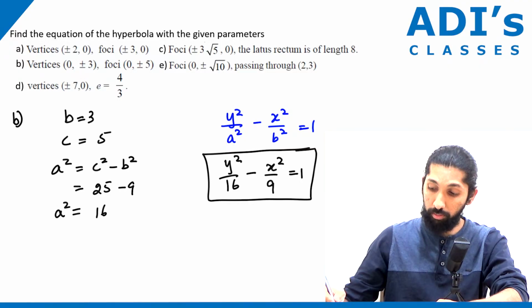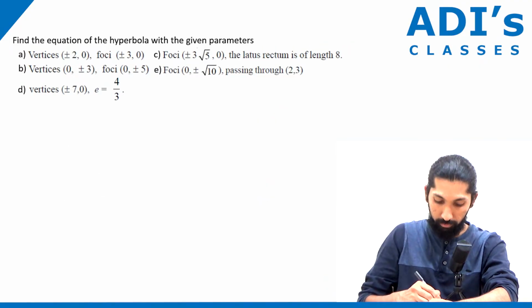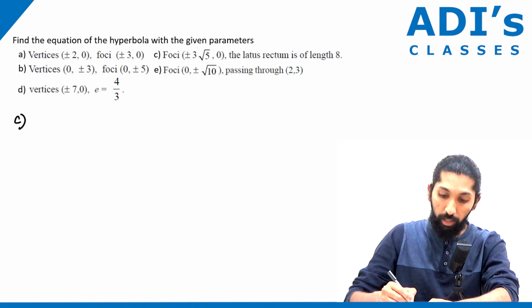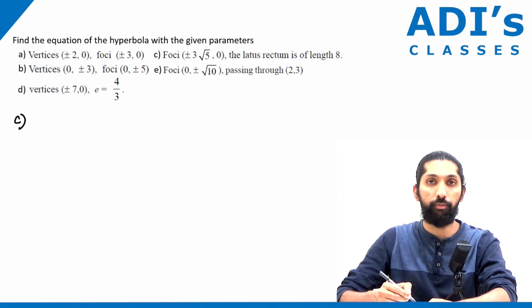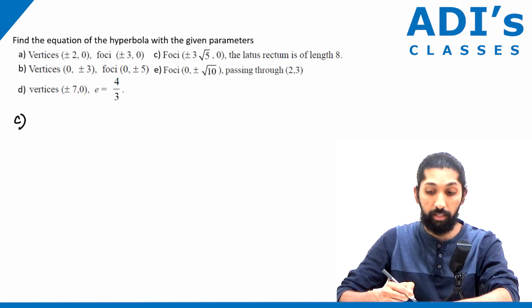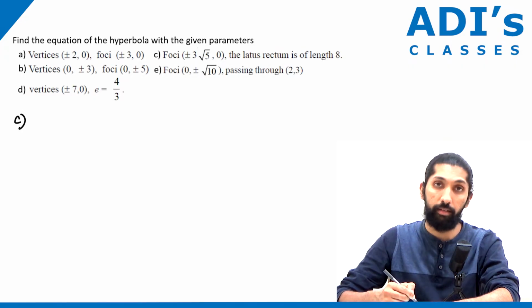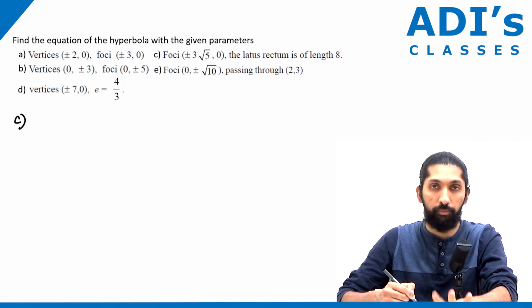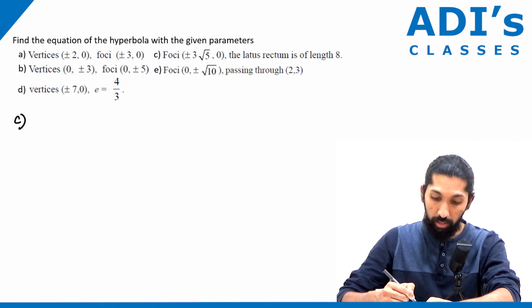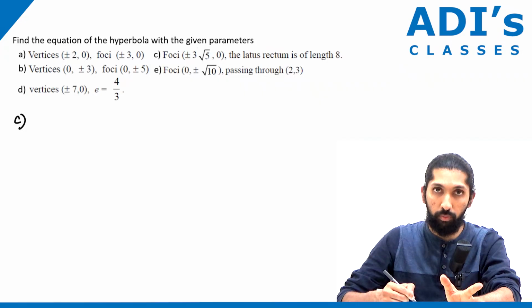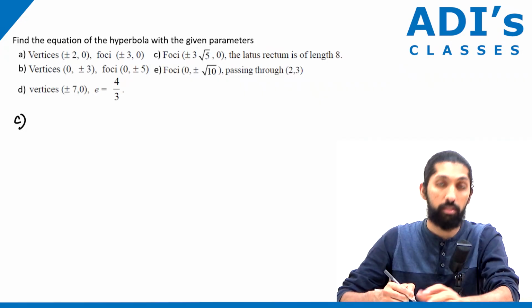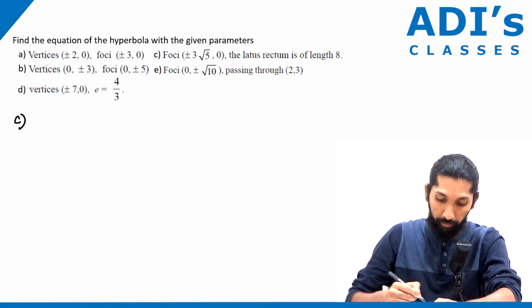Alright, now let's do the third one. See the third one. Foci plus or minus 3 root 5 comma 0. Okay, well and good. The latus rectum is of the length 8. Okay, now we need to do a little bit of calculation here. See, the foci is c. c square is a square plus b square, correct?